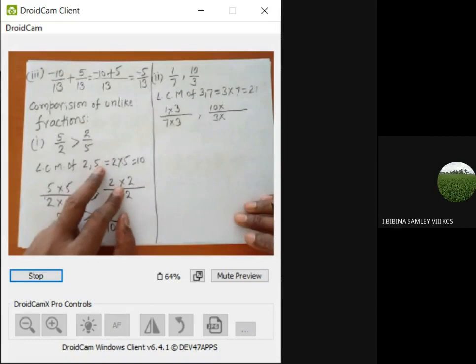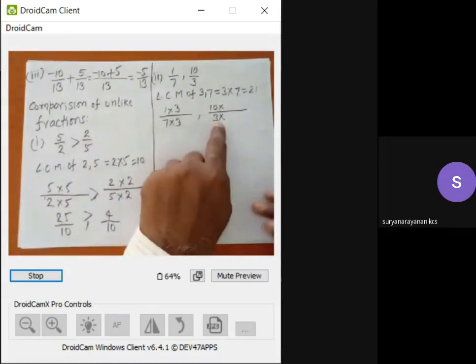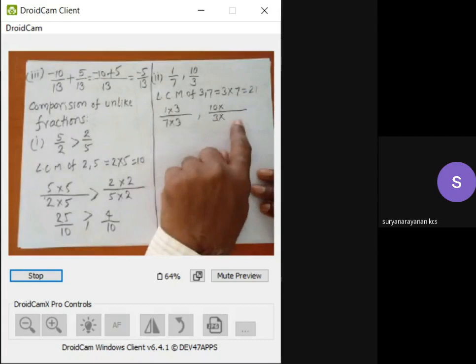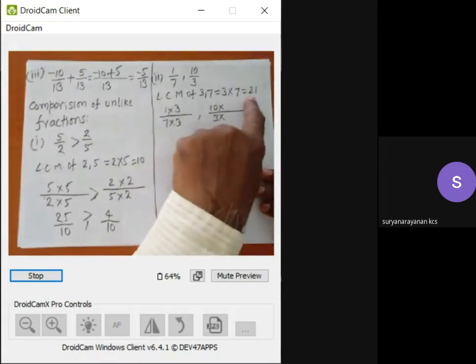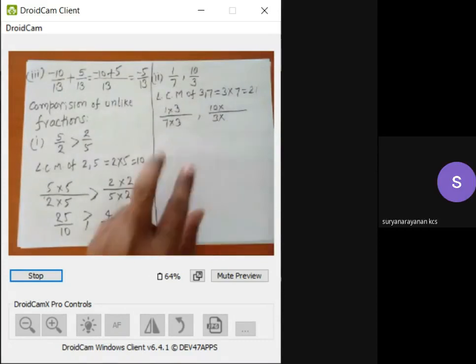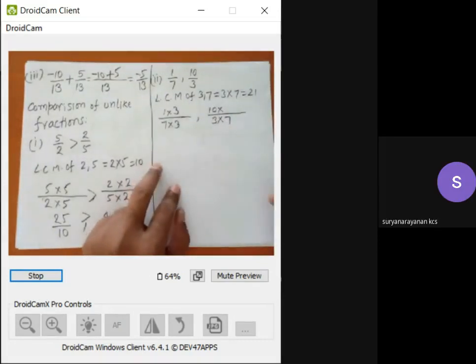Okay, sir. Similarly, come to the second fraction, 10 by 3. But we focus on the denominator only, not the numerator. Please remember this point, my children. 3 into some number should get 21. Which number should be written here? Sir, 7. So in the denominator, I am writing 7. In the numerator, what should be written after the into symbol? Sir, 7. Same number, 7. Okay, my children.